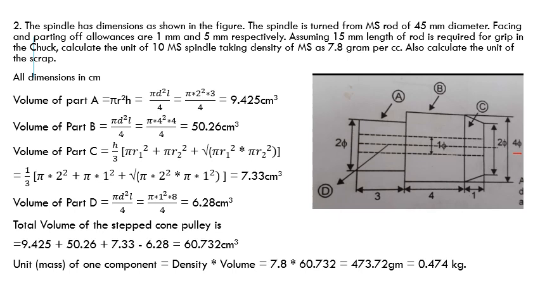Unit or the mass of one component is equal to 0.7474 kg by substituting the density and converting that into kgs. So the total weight of 10 components is 4.74 kgs. So this is the first step. First I have calculated the total weight and the volume of the 10 components. Now let us proceed towards calculation of the volume of the raw material and unit of the raw material.